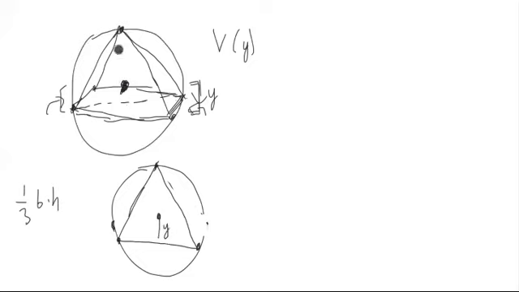Maybe we need a radius of our sphere. Let's give ourselves a radius and suppose it's 2. Then the height is going to end up being 2 plus y. We know that automatically. That's the height here.